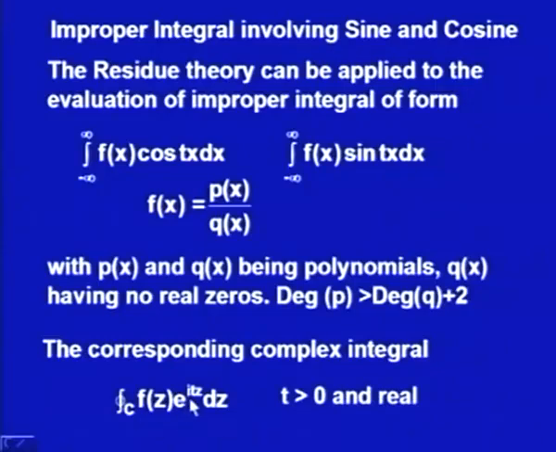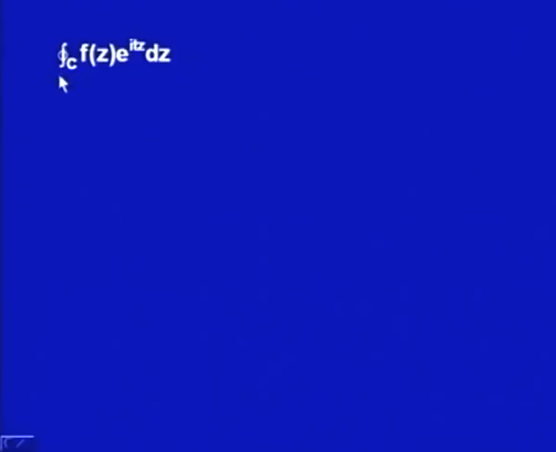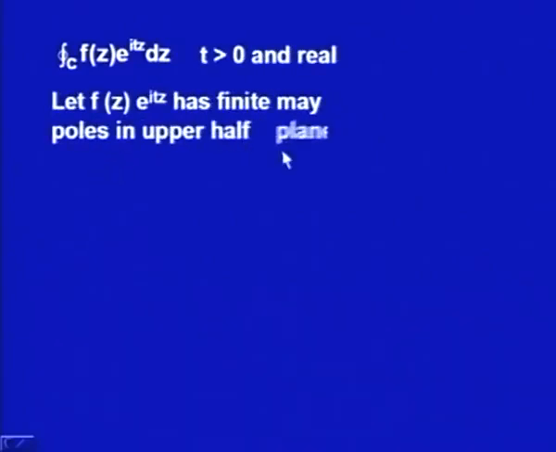First, we will take t to be positive and real. So, for this contour integral of f(z) e^(itz) dz, as in the previous method, we would use the contour C as the semicircle bounded by the real line. We assume that f(z) is of the form p(z) upon q(z), where p and q are both polynomials and q has no real zeros. So q(z) would have zeros which are complex numbers.